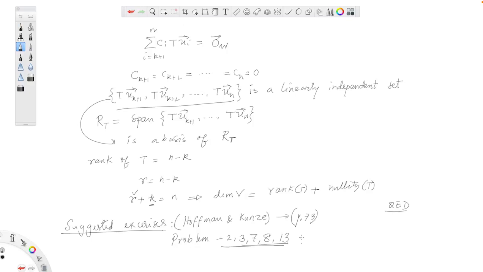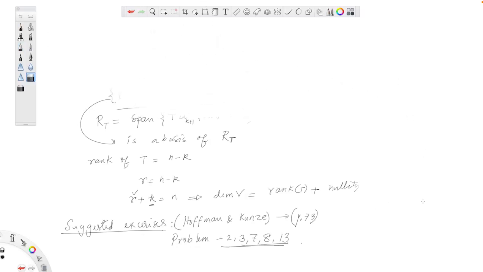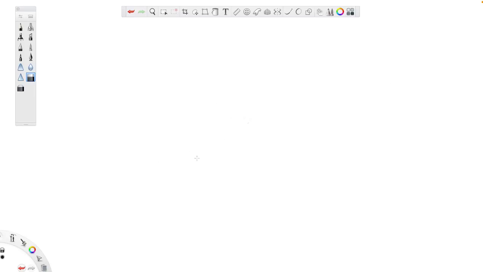Okay, good. Now the notion of the algebra of linear transformations. We'll now get to the notion of linear algebra, the algebra of linear transformations.